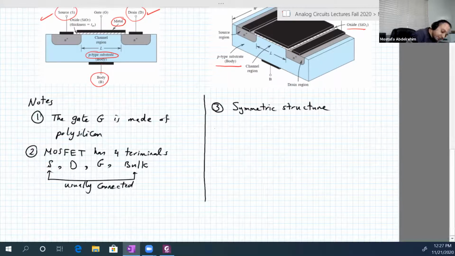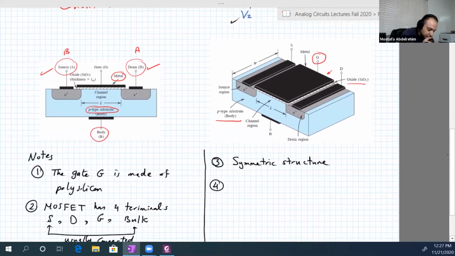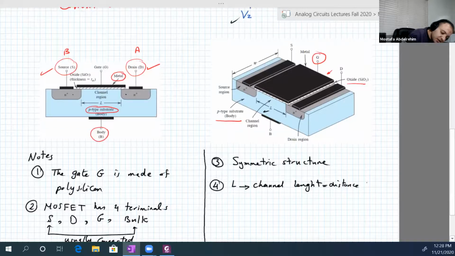Another observation is about the dimensions. So let's look at the dimensions here. First, this is called the channel. The distance between the source and drain is called the channel. So L, this L here, this dimension, is called the channel length, or the distance between the source and drain. Distance from source to drain.